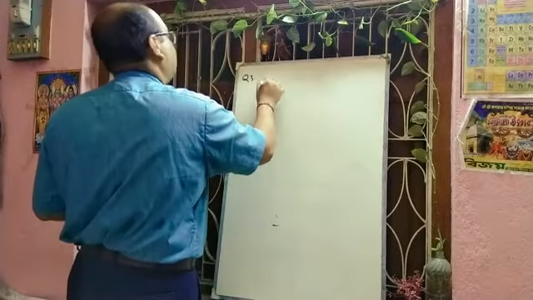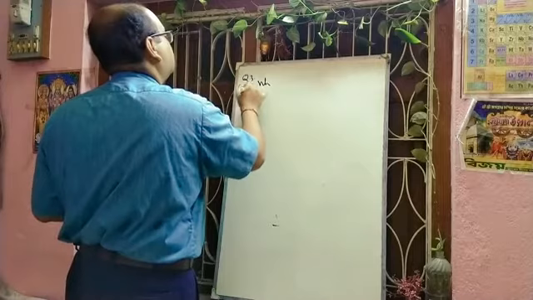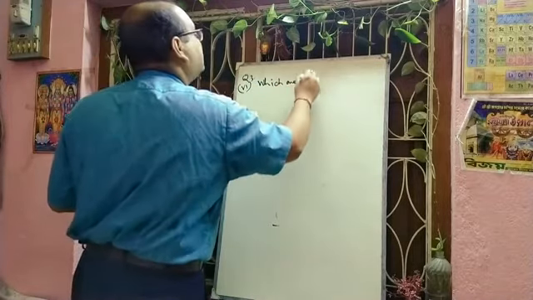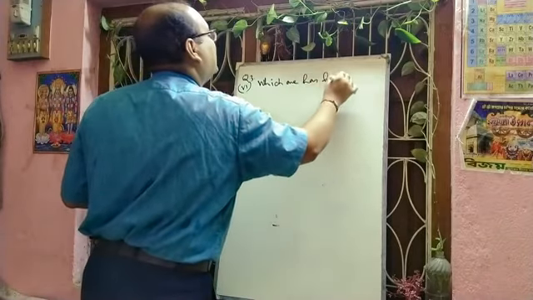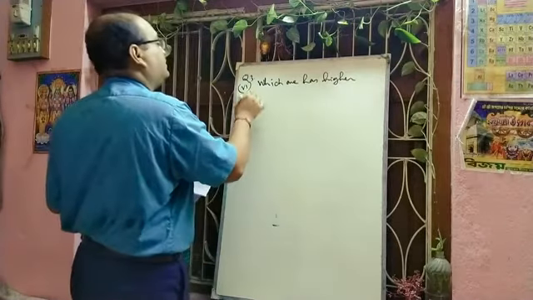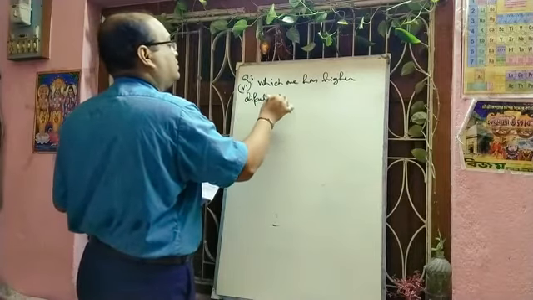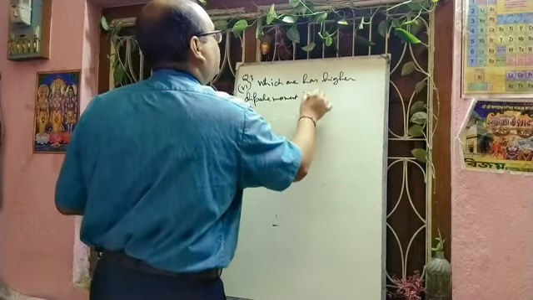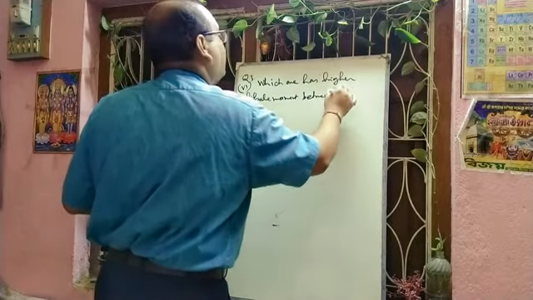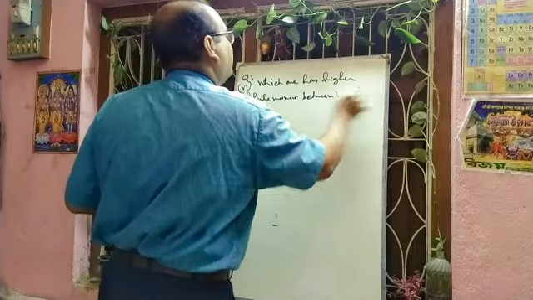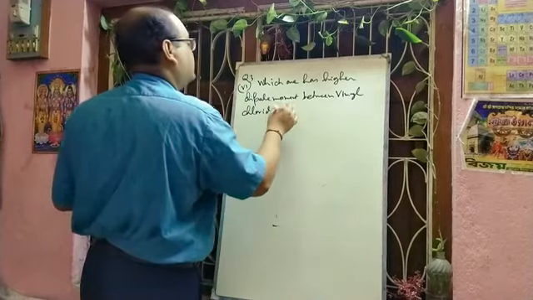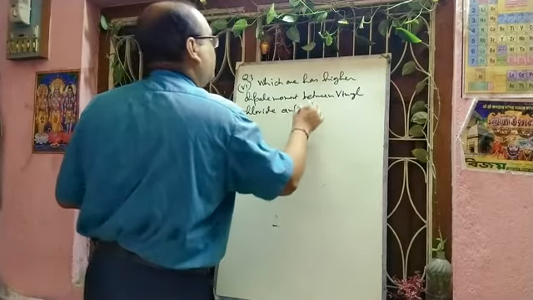Which one? Question number 6. Which one has higher dipole moment between vinyl chloride and ethyl chloride?